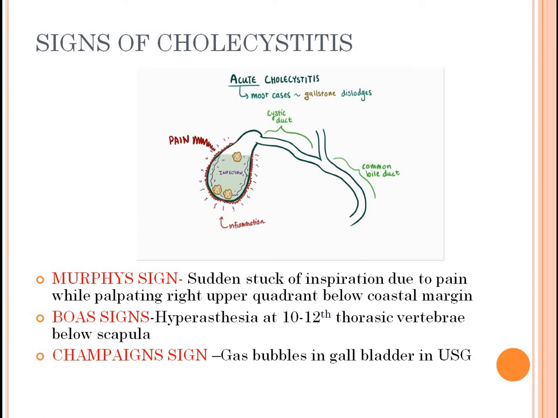What is Boas sign? It is hyperesthesia. It means increased pain sensitivity at the 10th and 12th thoracic vertebrae. That is, below the scapular region, high sensitivity of pain is located. That is known as Boas sign. It is due to referred pain through the phrenic nerve. What is the next sign?